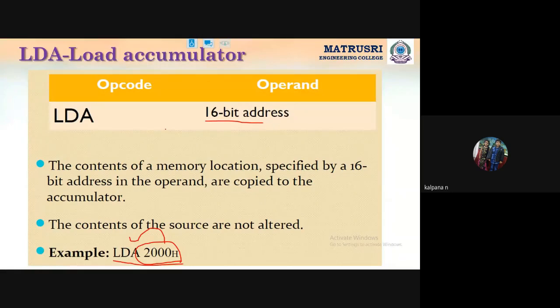Why 16-bit address? Why 4 digits? Why not 2 digits, 8-bit? Because the 8085 has how many address lines? 16 address lines. With these 16 address lines, how much memory can be addressed? 64K. And what will be the range of that 64K? What is the last number? 4 Fs.